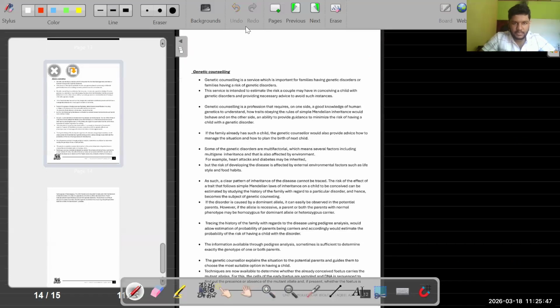What is this genetic counseling? This complete part they have asked, I guess, for the past 10 years. For the past 10 or 15 years, they haven't asked a question in MCQs. Only once they asked a question in a structure paper.